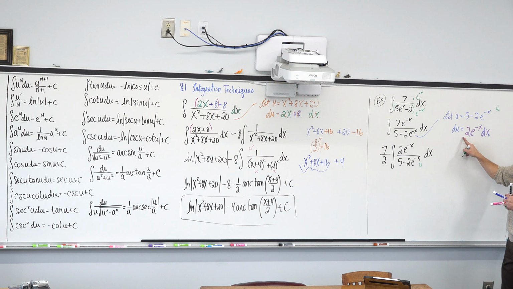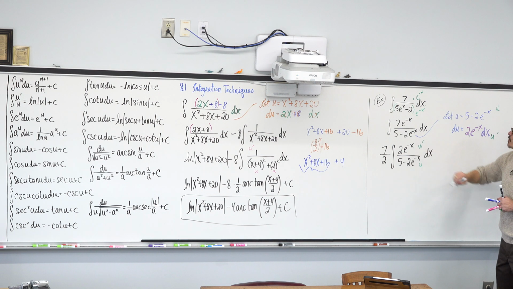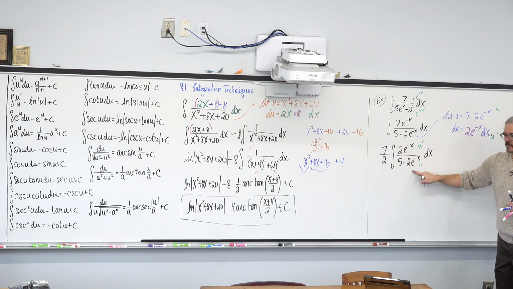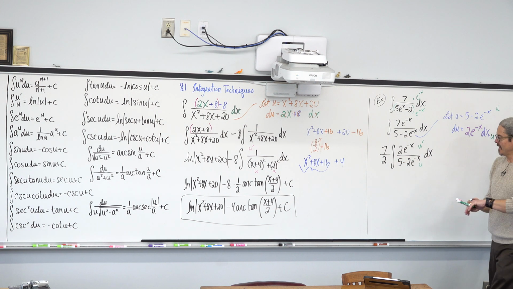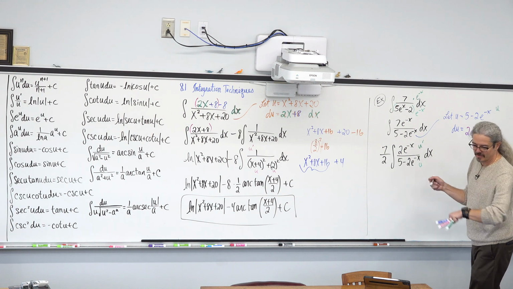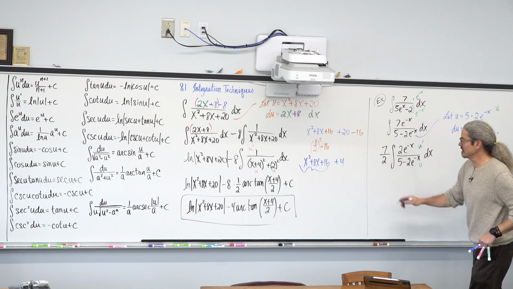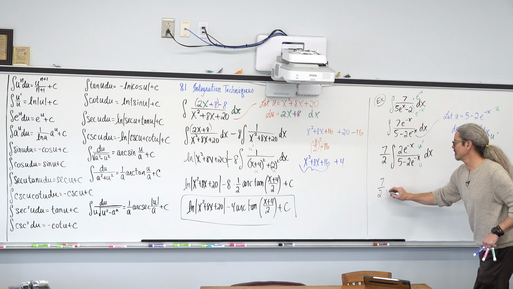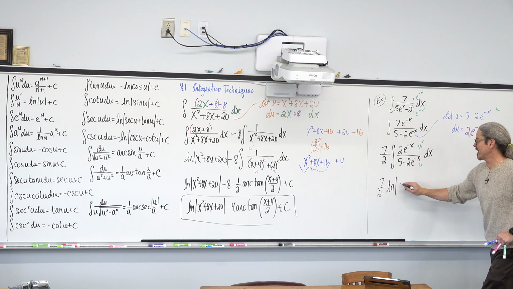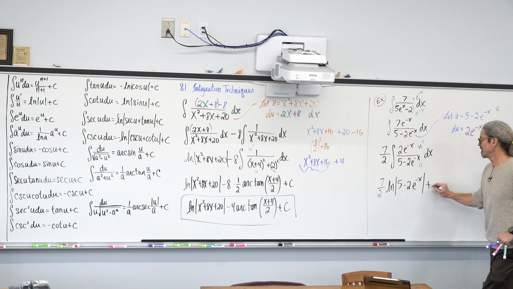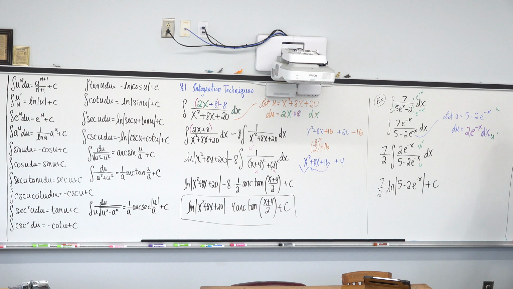Slowing down to make sure I don't make any mistakes. My numerator is u prime. And so what's the integral of u prime over u? Natural log of the absolute value of u. So our final answer, double check and make sure I'm good here, is 7 over 2 times the natural log of the absolute value of 5 minus 2e to the negative x plus c. Bam!